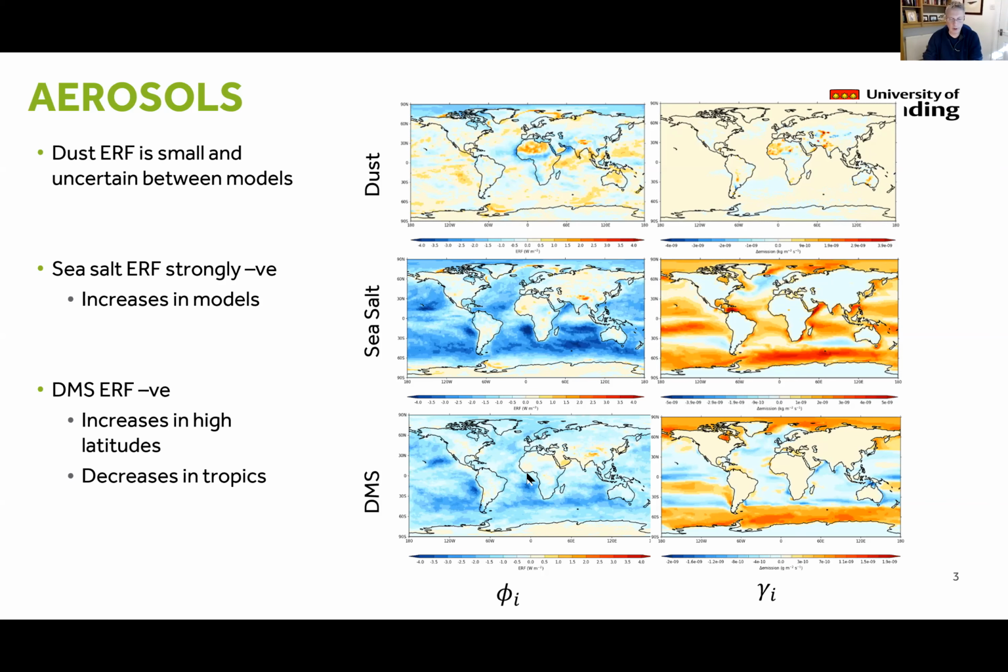Then the bottom one is looking at DMS. This doesn't have quite as strong a rate of forcing as the dust, and has a similar-ish response to the sea salt, because in both cases these are predominantly driven by changes in the wind, although there is some temperature-based inhibition of DMS emissions in the tropical region, so it's not quite as red as the sea salt plot.